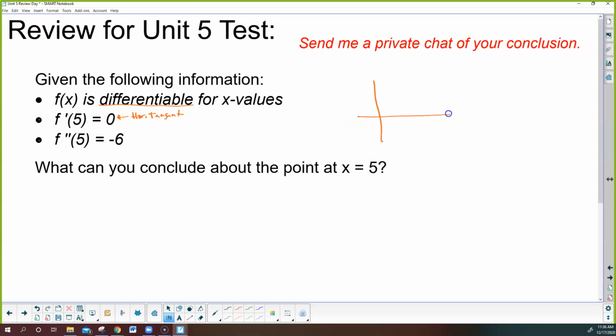So I'm going to show you how my brain works when I see a problem like this. Okay? I don't know where the point is, but I do know that because f is differentiable, it's also continuous for all x values, right? So it might do something crazy, but I do know that at x equals 5, the derivative is 0. So for a brief second here, I've got a vertical tangent line.